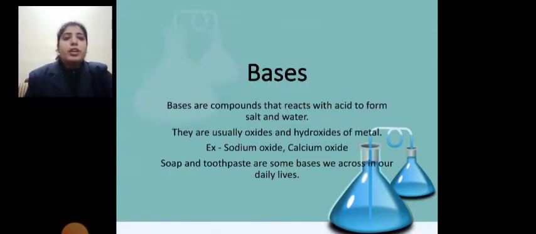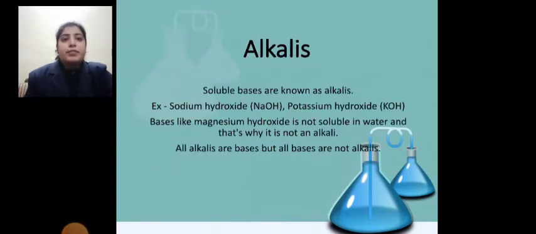Now children, what are bases? Bases are actually the compounds that react with acid to form salt and water. These bases are usually the oxides and hydroxides of metals. The examples are sodium oxide and calcium oxide. Soap and toothpaste, these are two bases which we come across in our daily lives.